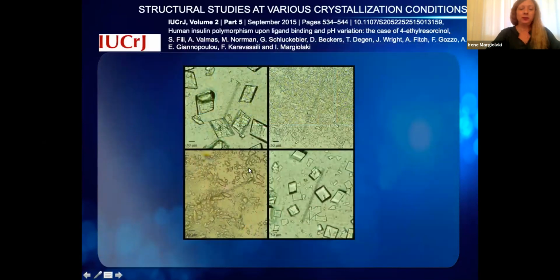One example of very high throughput polymorph identification from our group corresponds to this case. We have done a lot on insulin, and I will explain why. We co-crystallized insulin with this ligand, which is called 4-ethyl resorcinol, a ligand of insulin. And we crystallized this complex at various pHs.